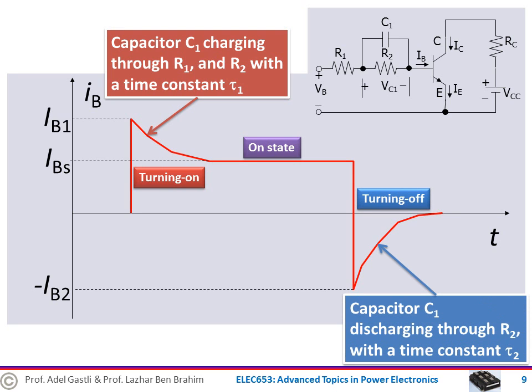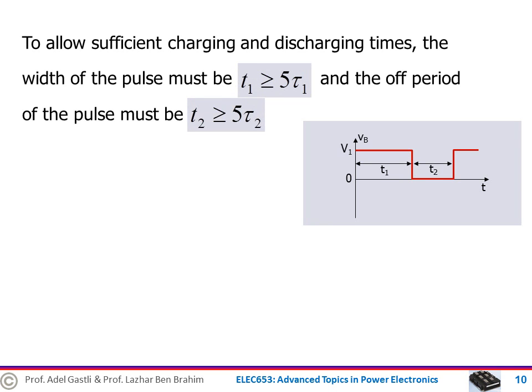During turn off, the capacitor C1 discharges through resistance R2 with a time constant tau2 until it reaches zero value, and then the transistor turns off and stays off. Usually to allow sufficient charging and discharging times, circuit designers allow an on-control pulse width T1 of a minimum of 5 times the capacitor C1 charging time constant tau1. Similarly, for the off time, the width T2 must be a minimum of 5 times the capacitor discharging time constant tau2.